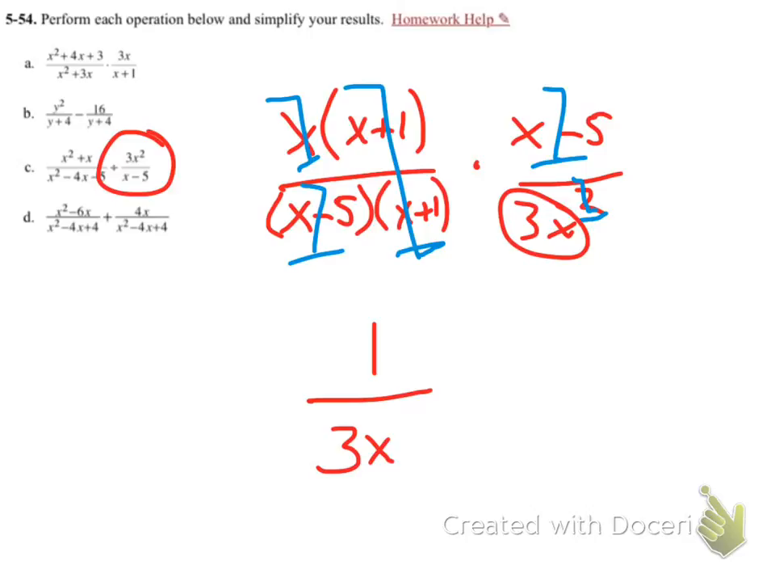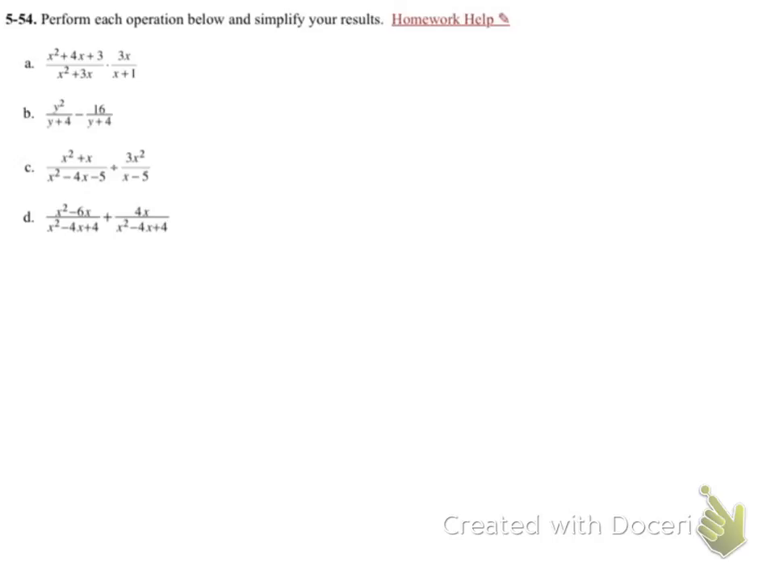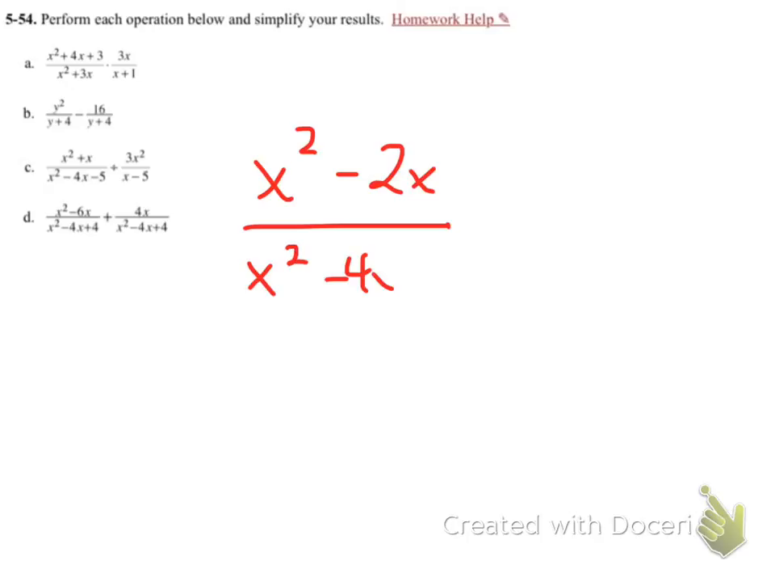And the last problem. We are using addition, so I need to find a common denominator, and once again, just like in problem B, the denominators are common already. So all I need to do is add my numerators. So I have x squared, a negative 6x, and a positive 4x is going to simplify down to a negative 2x. So I just added my numerators together, and my denominator is x squared minus 4x plus 4.